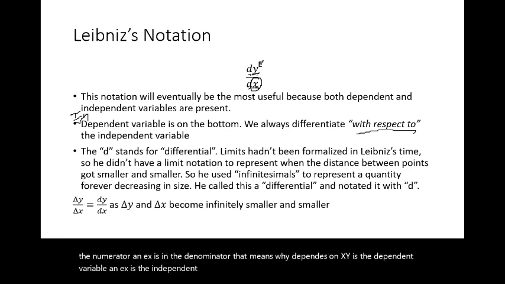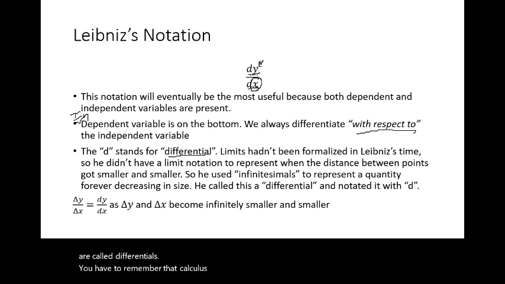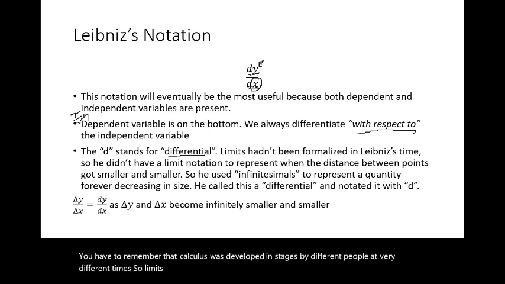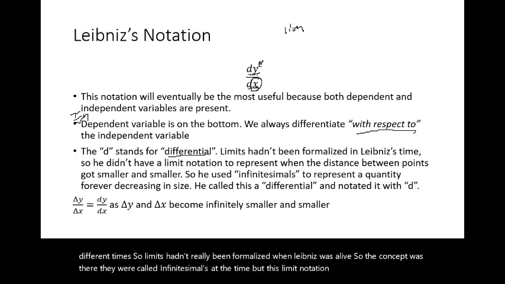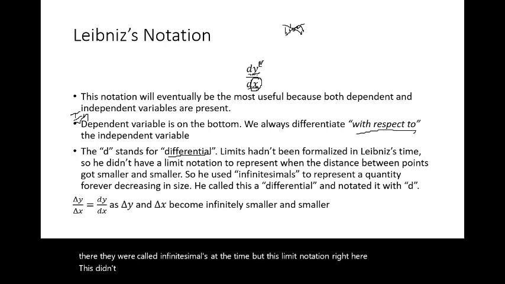Now the d's here stand for what are called differentials. You have to remember that calculus was developed in stages by different people at very different times. So limits hadn't really been formalized when Leibniz was alive. The concept was there. They were called infinitesimals at the time, but this limit notation right here didn't come around until long after Leibniz was dead. So he didn't have this notation to represent this. So what he called these were infinitesimals.